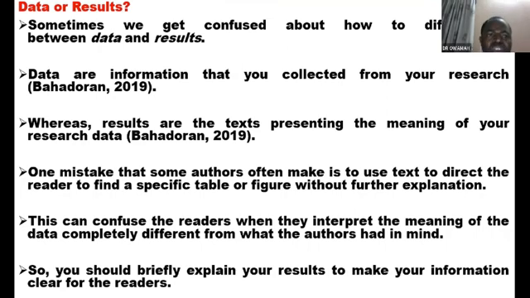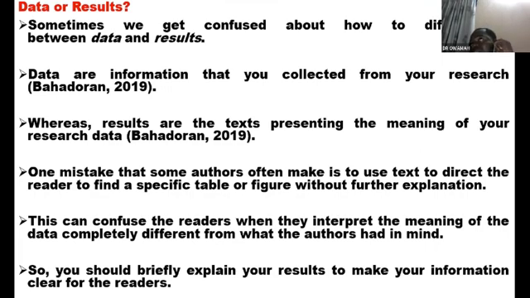Now, data or results. Sometimes we get confused about how to differentiate between data and results. Data are information that you collected from your research, whereas results are the text presenting the meaning of your research data. So the raw data you collected from the field, the raw information you collected from the field, are your data.